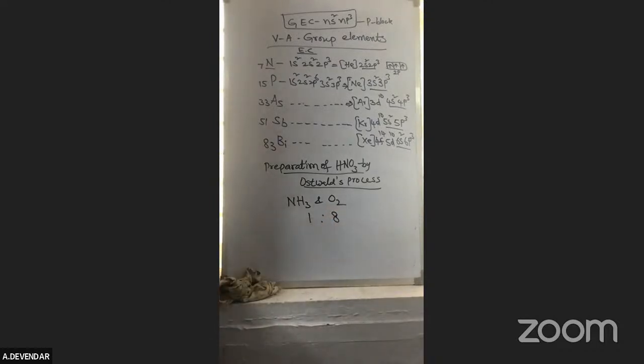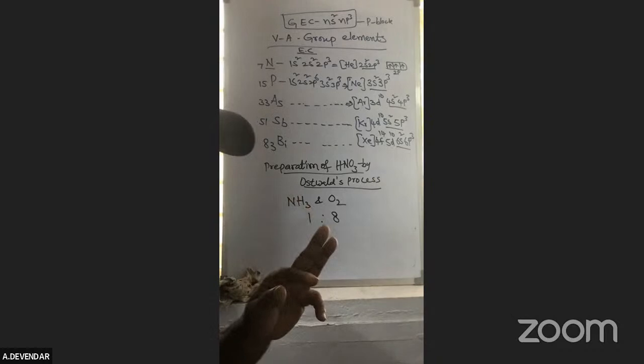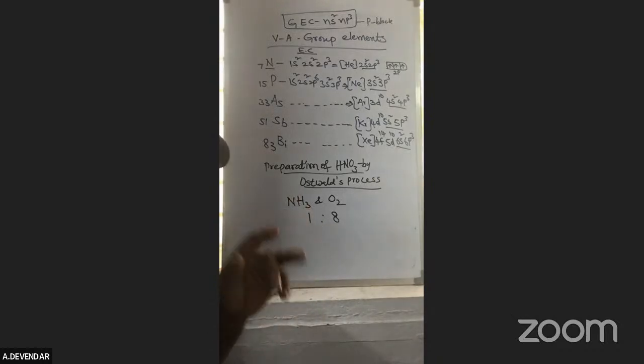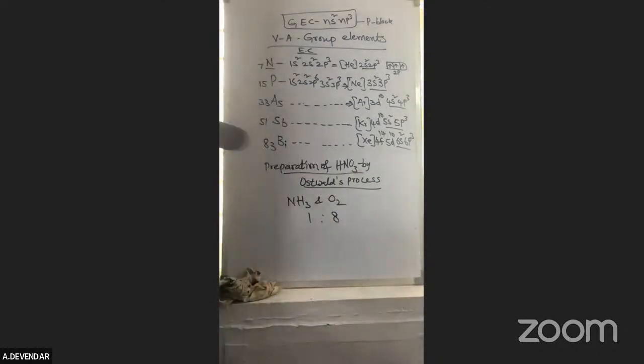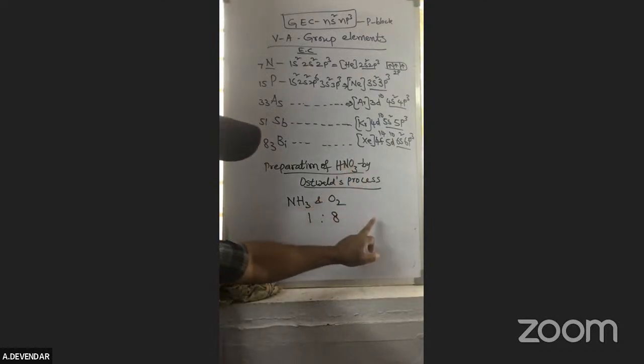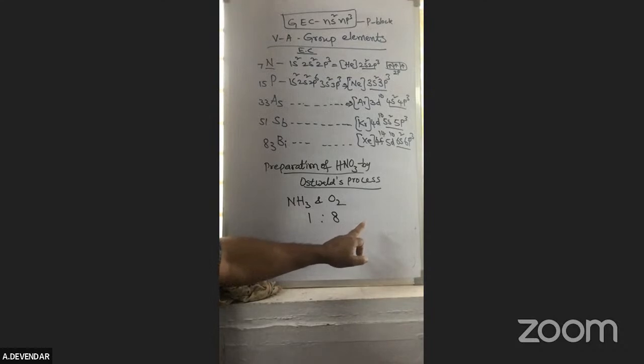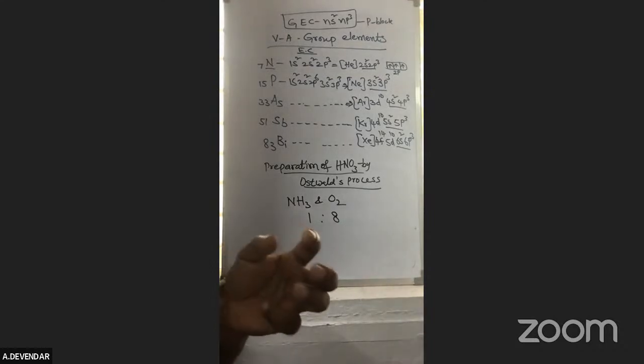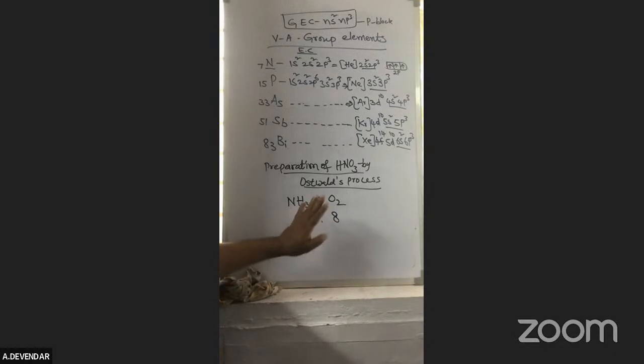In the Ostwald process, we have 3 chambers. One is a catalytic chamber, one is a cooling chamber, and the next is the absorption chamber. Absorption means water molecules will be absorbed that way. So these are the 3 chambers present in the Ostwald process.